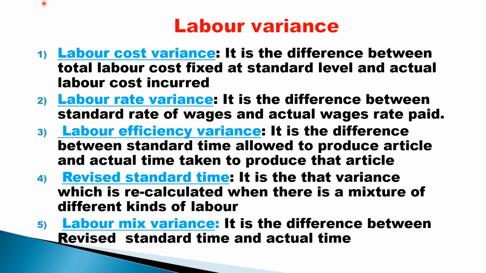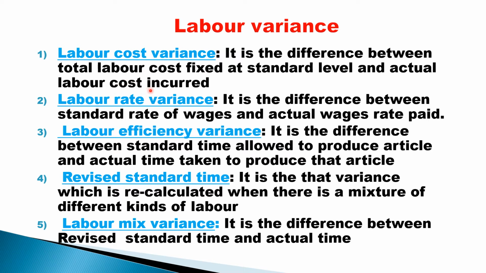So what is labor variance? It is a predetermined labor cost. We compare actual cost with predetermined cost and find the variations. Variance means variations. Now we are going to discuss the different types of labor variance. What is labor cost variance? Variance means difference, variation. It is the difference between total labor cost fixed at standard level and actual labor cost incurred.